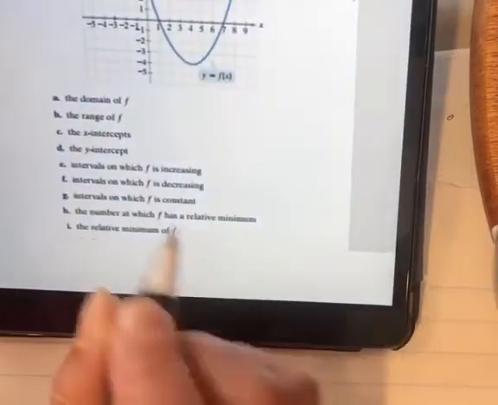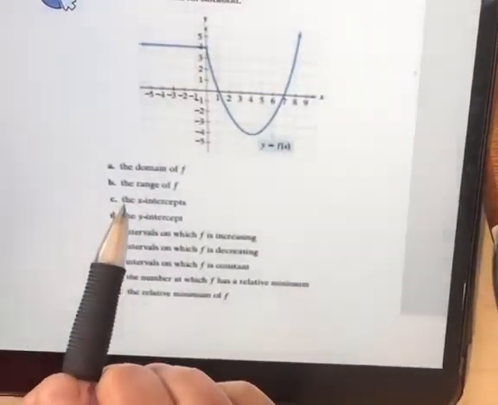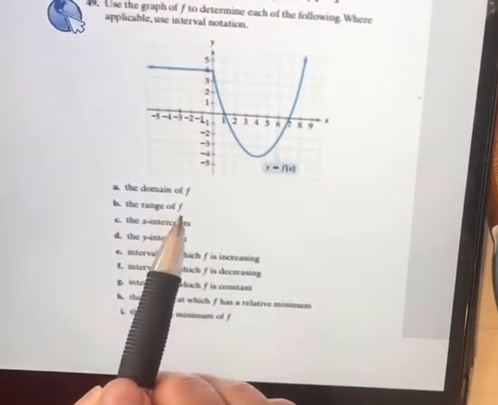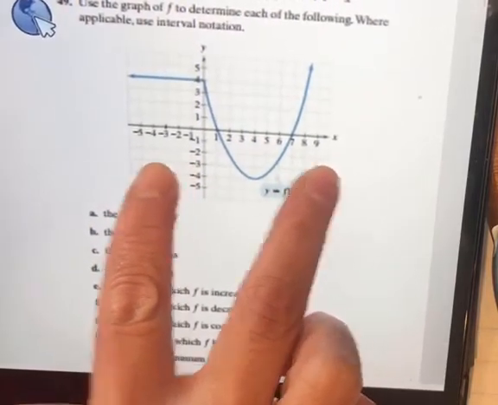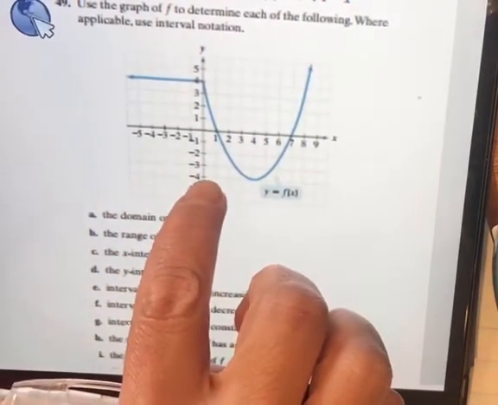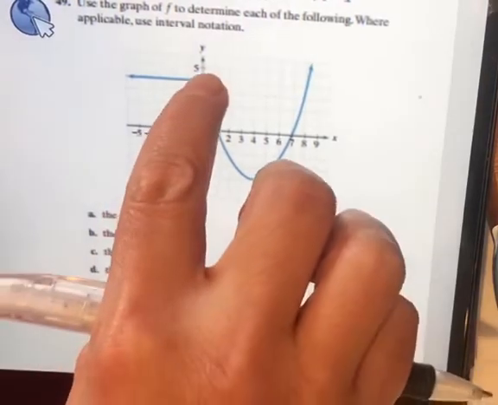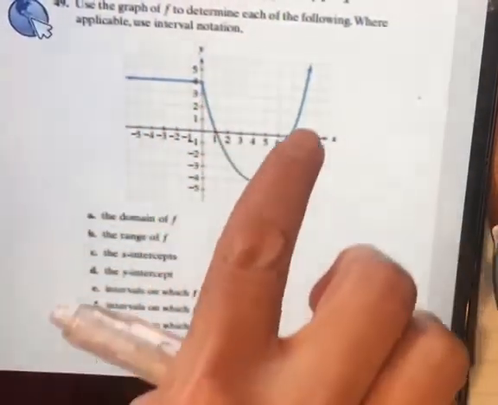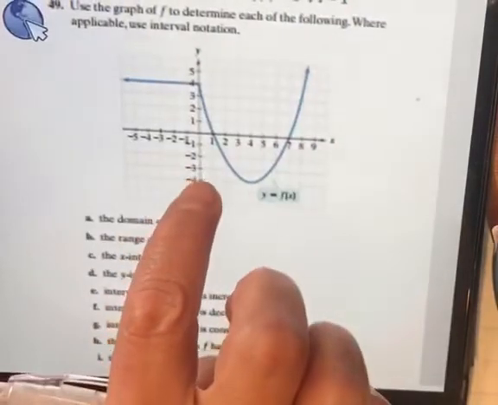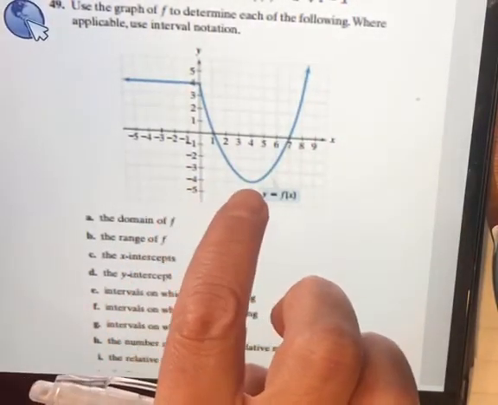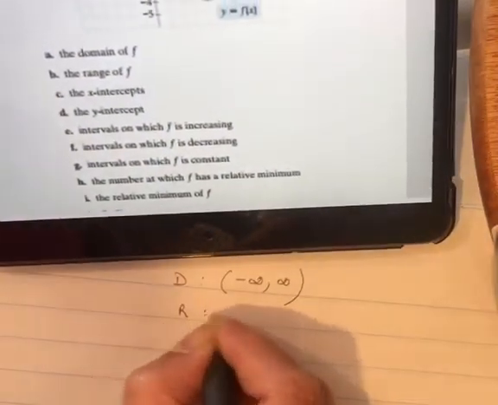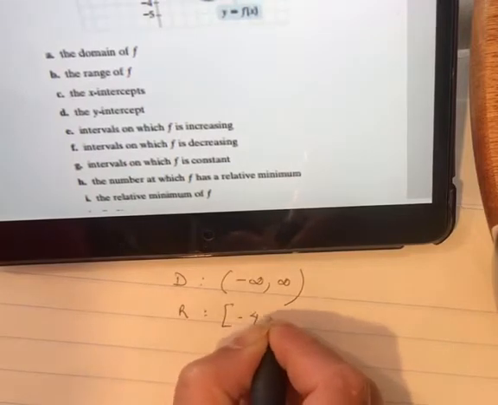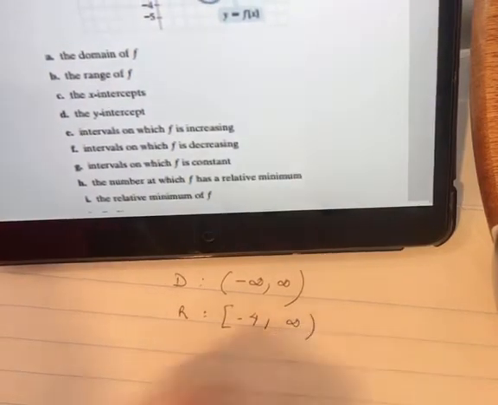The next one is asking what is the range of the function. If you look at the graph, the function is actually from -4 to, and we do not know if this graph continues. So the range would be from -4, including -4, to infinity. Therefore you have the range as -4 to infinity.